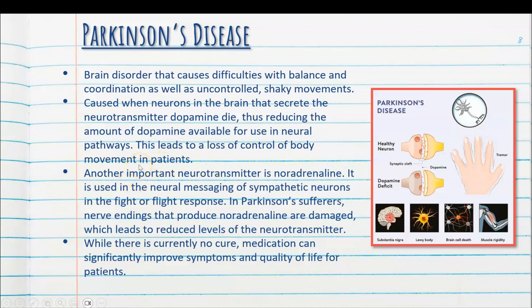So another important neurotransmitter is noradrenaline. This is used in the neural messaging of the sympathetic nervous system, or the sympathetic neurons, I should say, in the flight or fight response. And in Parkinson's sufferers, nerve endings that produce noradrenaline are also damaged, which leads to reduced levels of the neurotransmitter noradrenaline. So there is no cure for Parkinson's disease, but there are medications that significantly improve symptoms and quality of life for patients.